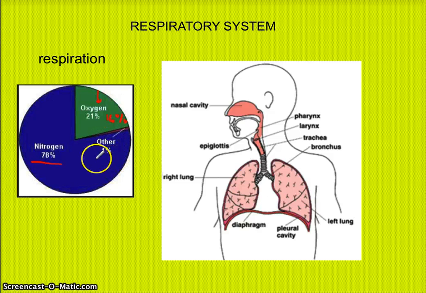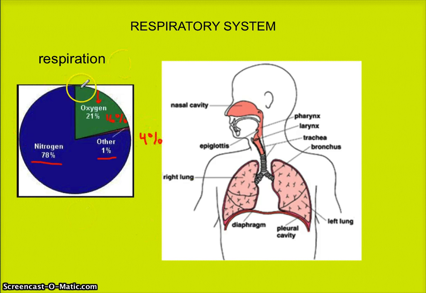Anyway, you notice there is "other." Some of that other is going to be carbon dioxide, but it's not that much. Argon is actually ahead of carbon dioxide in what's in the air. But whenever you exhale, you're going to have about 4% carbon dioxide. So you end up increasing the amount of carbon dioxide in the air substantially. 4% is not that much, but it's a lot more than it was.